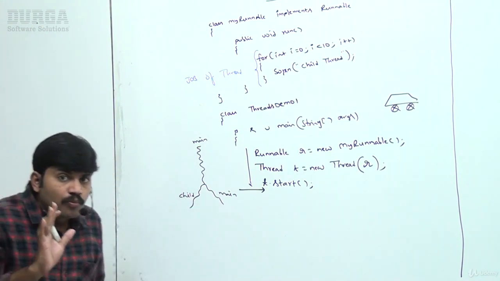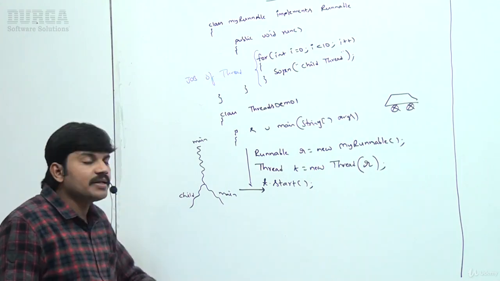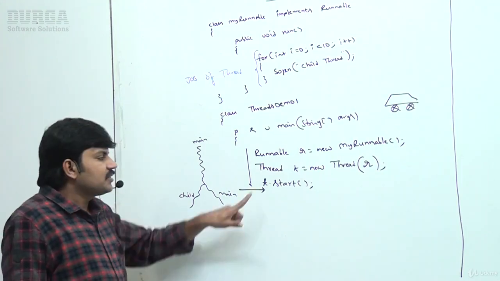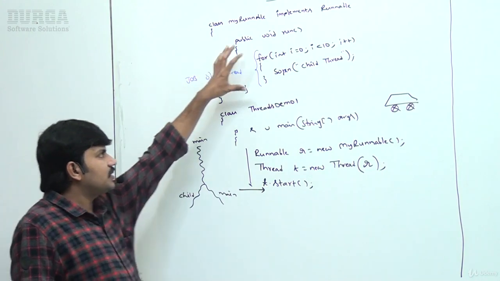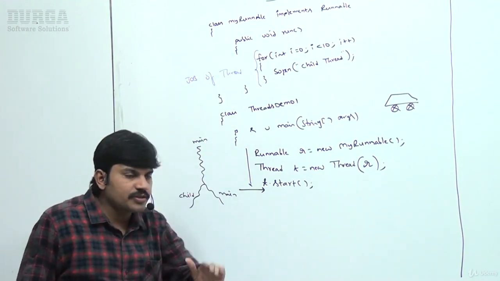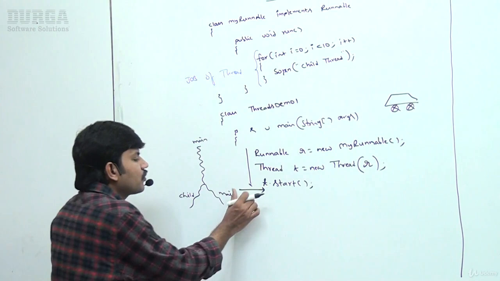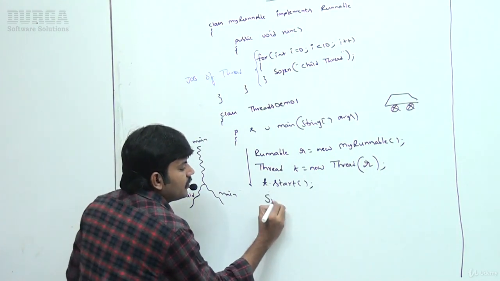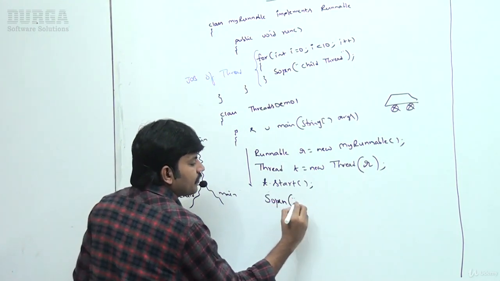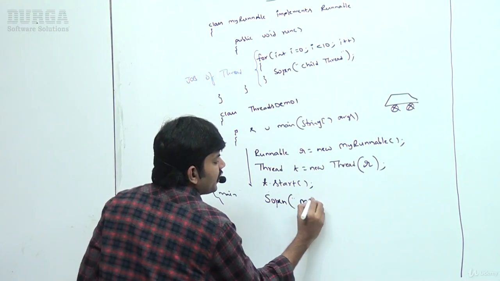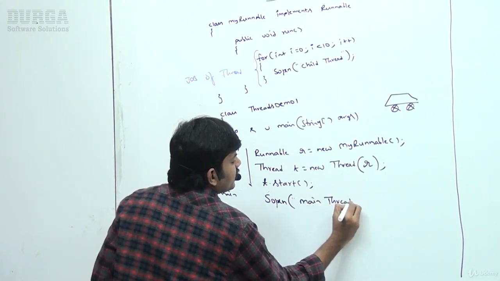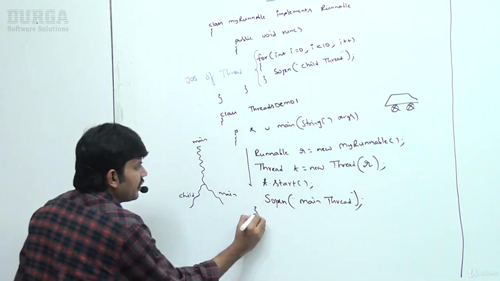Both the threads will be executed simultaneously. Child thread's job is the run method, and main thread's job is the remaining code. What code do I want to write here? System.out.println. Here I am just writing "main thread".